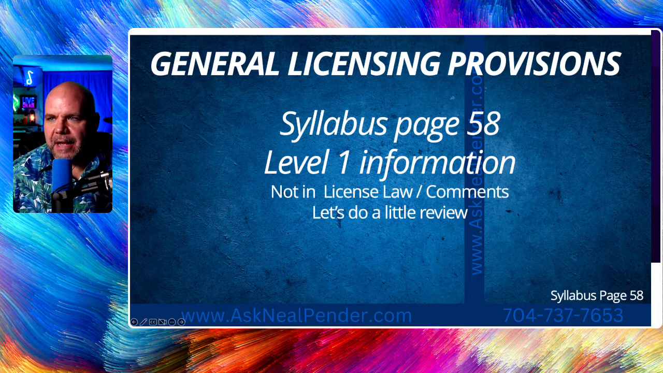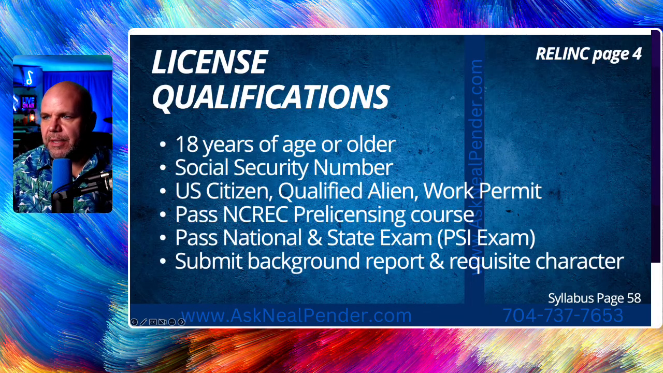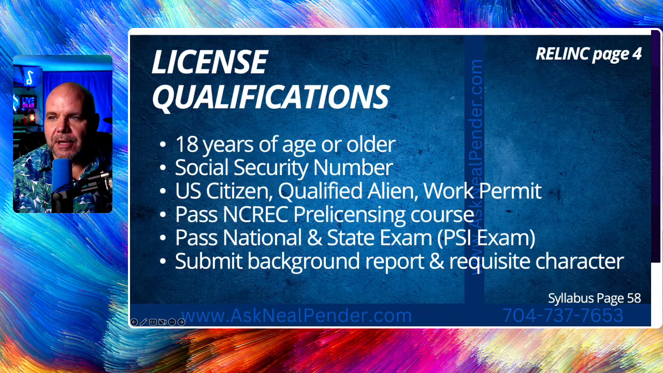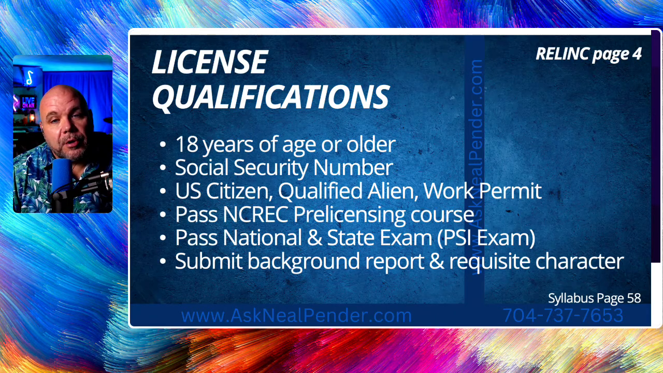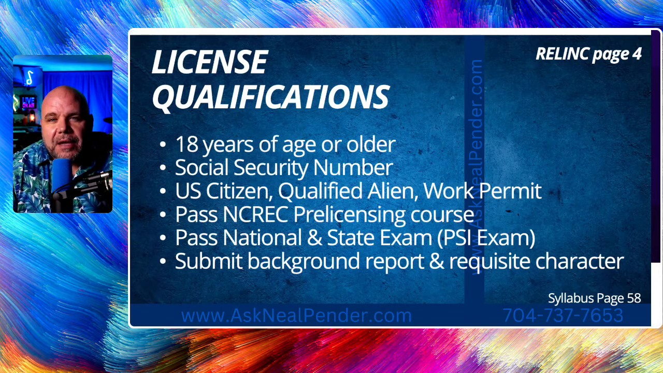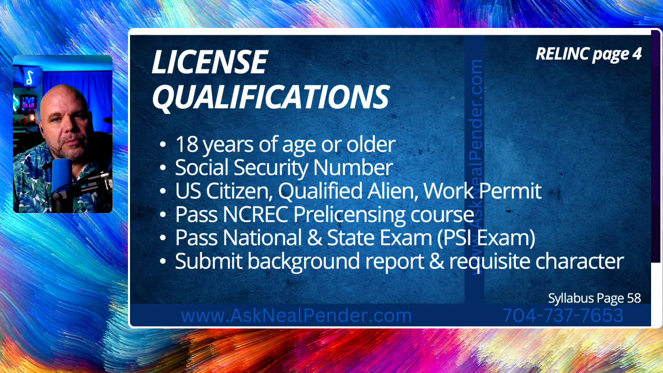What do you need to have in order to get your license? Well, you've got to be 18 or older. Had an 18-year-old in the last class I taught. Got to have a social security number, be a U.S. citizen or a qualified alien, or have a work permit. Got to pass this class we're in right now, which means pass the final exam for this class. And you have to pass that PSI exam, which has both a national and a state portion, and then submit the background report and the character check. That's it. That's what you need.